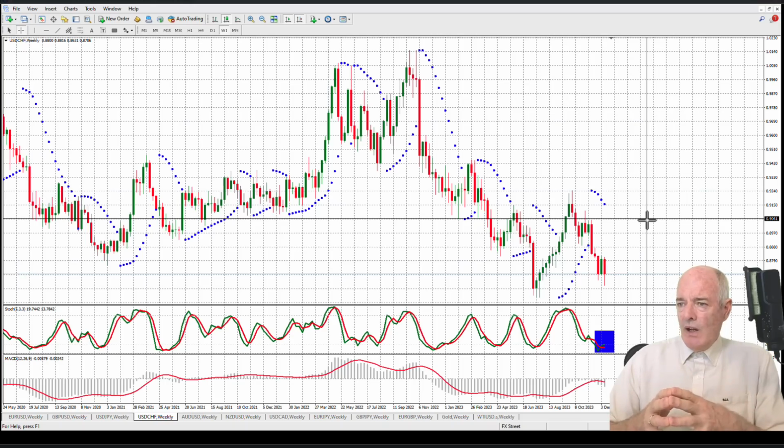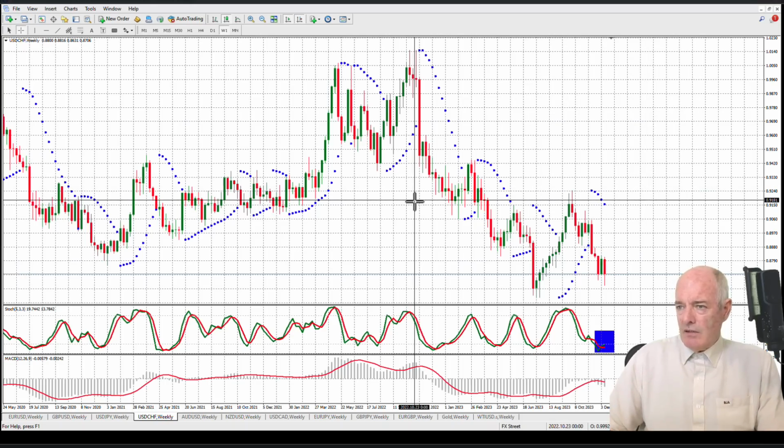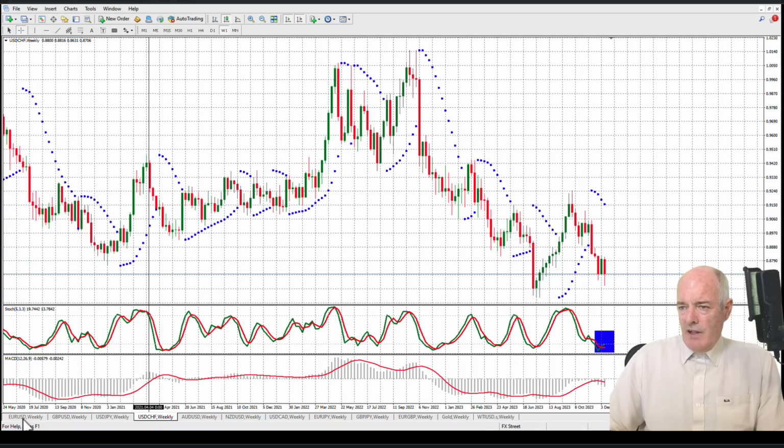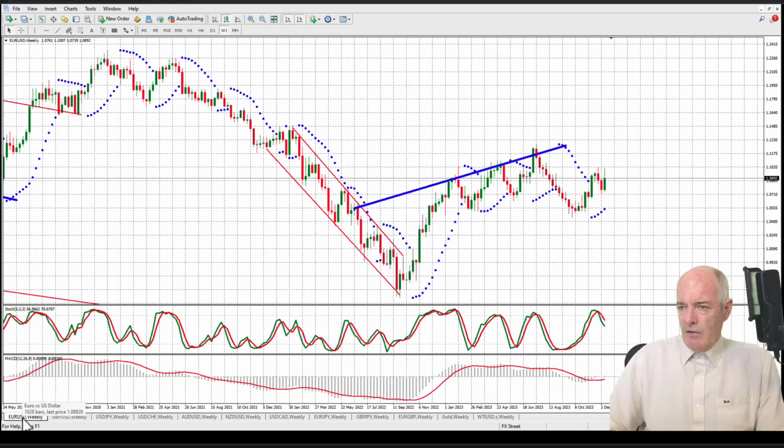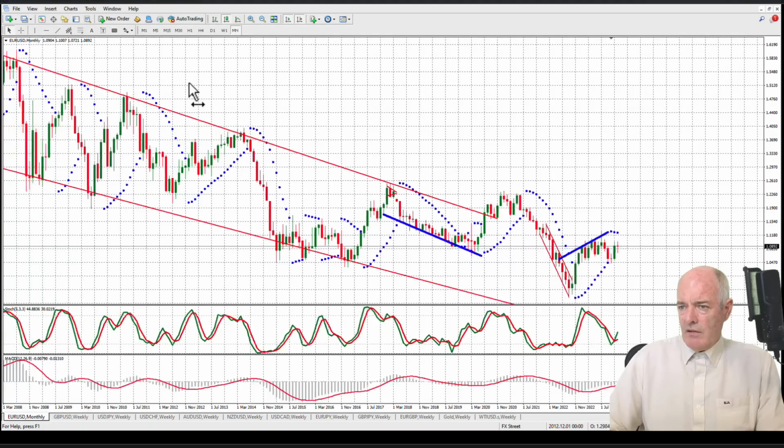What you will find as well, though, and let me take a look. I'm going to go slightly off topic here. I'm going to go back to euro dollar. Let's go to the month. I don't know if this is on the chart or not.